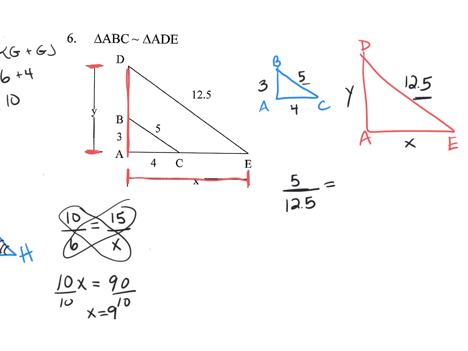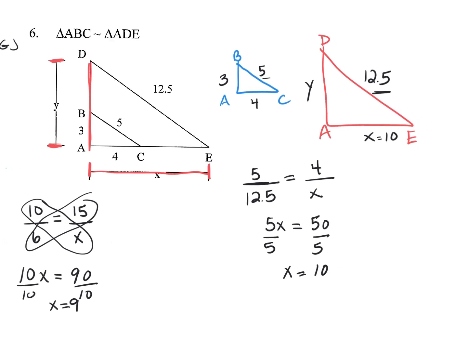To solve for X, that comes from the larger triangle, and that corresponds with the side with the length of 4. When I cross multiply, I get 5x equals 12.5 times 4, and that's 50. When we divide both sides by 5, x equals 10.